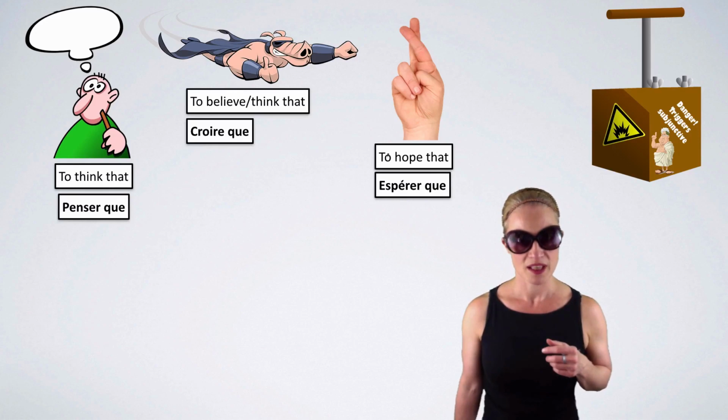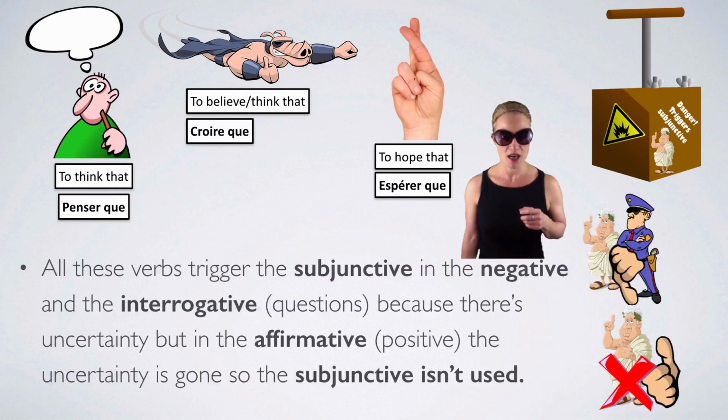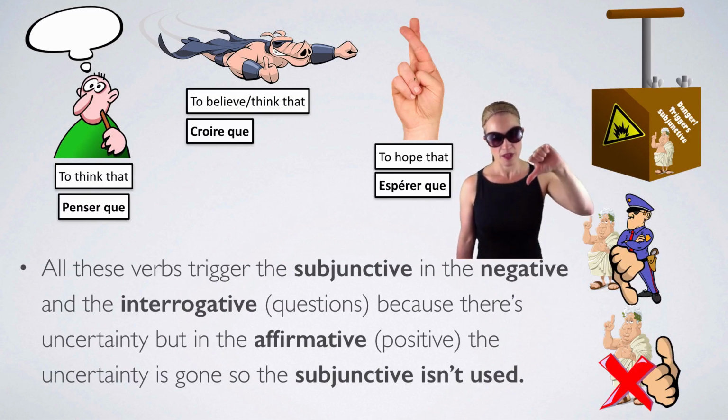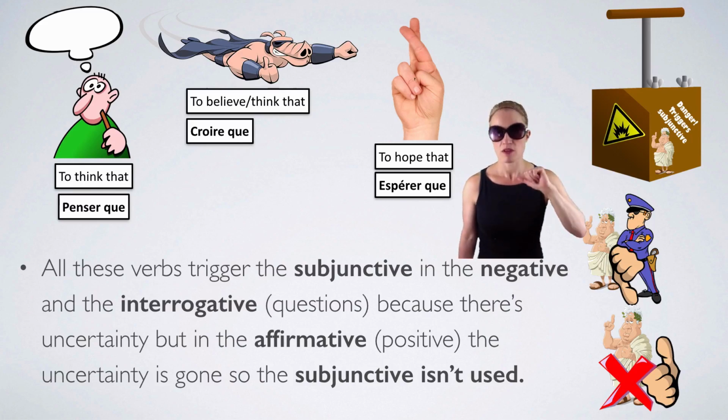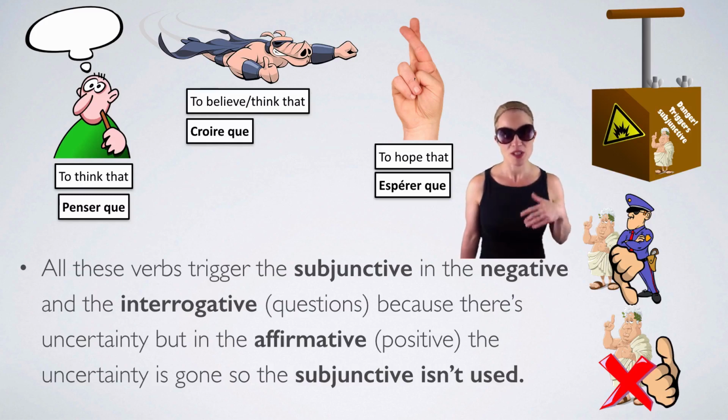To hope that. Espérer que. Now these three are a little funny because these verbs trigger the subjunctive in the negative. Okay, here we have our Mr. Subjunctive Philosopher. So we can use him, the subjunctive, with the negative. We've got thumbs down for negative. And the interrogative. Here we have the policeman interrogating with questions. So you do use the subjunctive with the negative and asking questions, the interrogative. But not in the affirmative. So here we have a thumbs up with a big cross. So now you use the indicative because the uncertainty is gone.